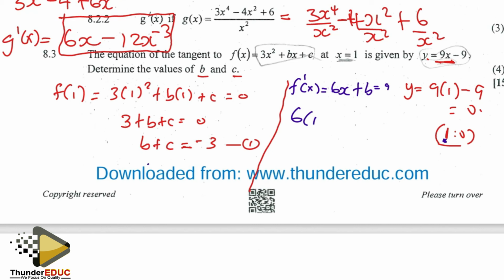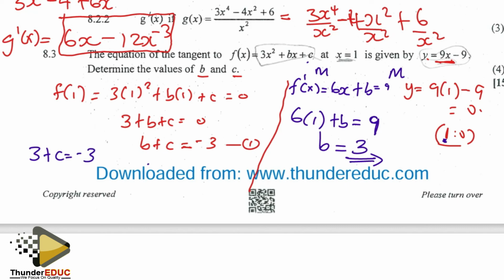So 6 times 1 plus b must give us a 9. Because remember, this is the gradient. This is also the gradient. So which means b is going to be 9 minus 6, which is a 3. Then if I put my 3 there, there is going to be 3 plus c is equal to negative 3. Move the 3 that side, which means c is going to be a negative 6. So that's how I've done that.